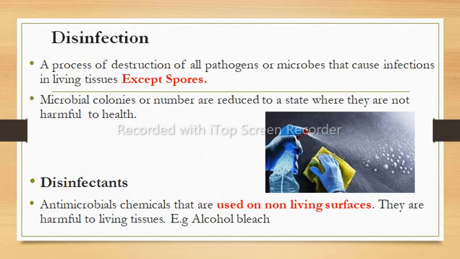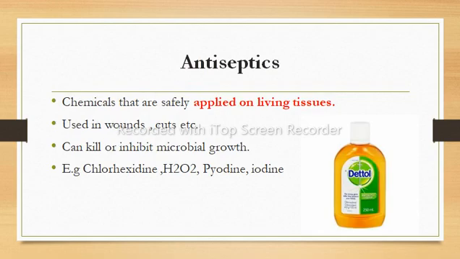Then we have another term, disinfectants. These are antimicrobial chemicals that are used on non-living surfaces. They are not harmful to living tissues. Examples of disinfectants are alcohol and bleach. Then we have antiseptics. Antiseptics stop or slow down the growth of microbes. They are frequently used in hospitals and other medical settings to reduce the risk of infections during surgery and other procedures. They are safely applied on living tissues, used in wounds, cuts, etc., and can kill or inhibit microbial growth. Examples of antiseptics are chlorhexidine, hydrogen peroxide, povidone iodine, iodine, etc.